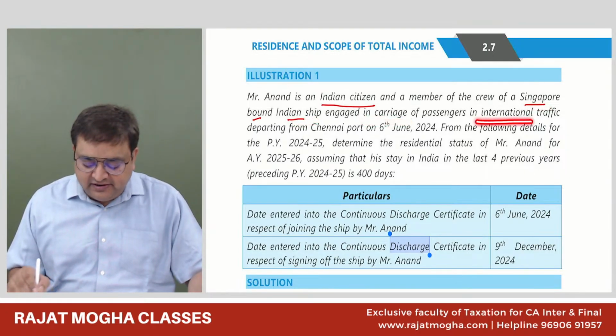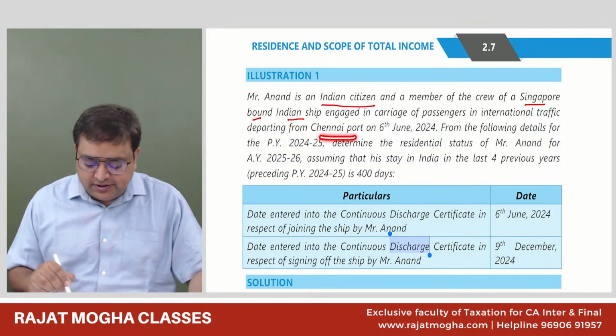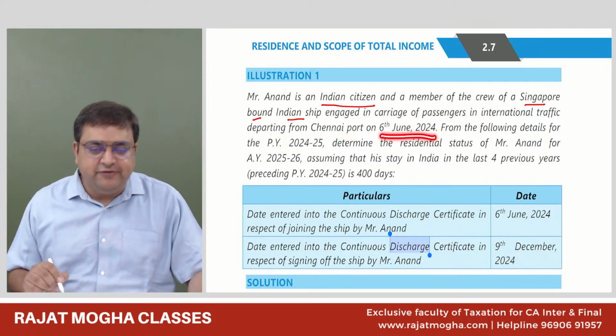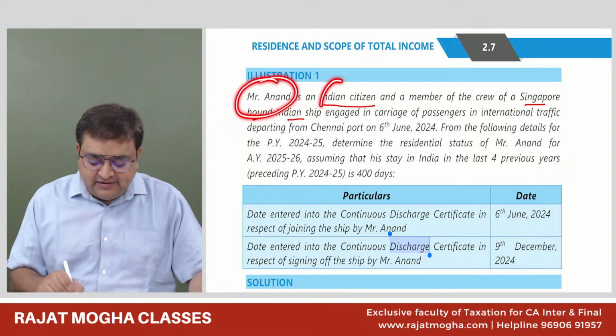From the following details for the previous year 24-25, determine the residential status of Anand for assessment year 25-26. So we need to determine his residential status, assuming that his stay in India in the last 4 previous years is 400 days.